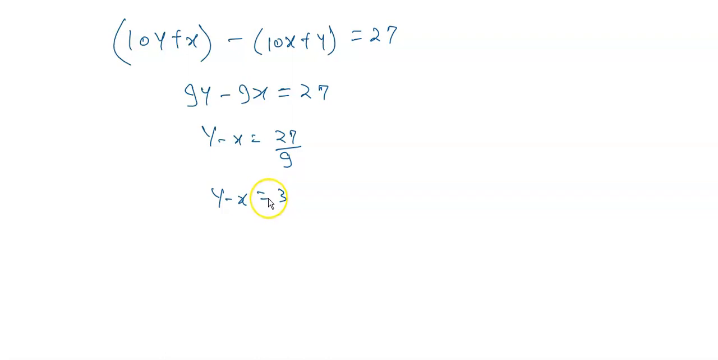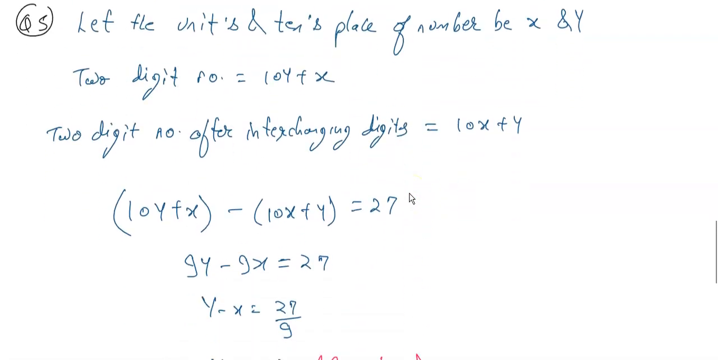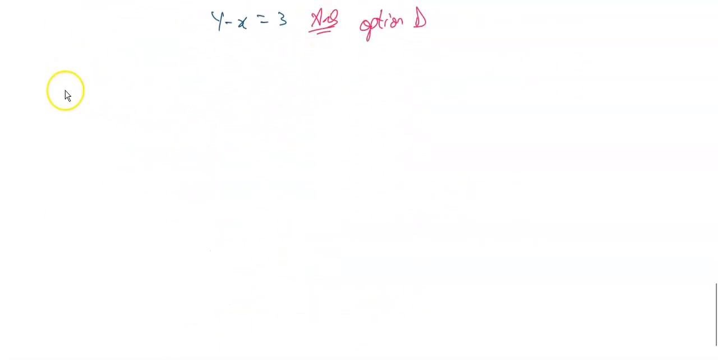We have been asked the difference between the 2 digits of the number, so the difference between the digits has to be 3, right? Whether you say y minus x or x minus y, that should not be a confusion. We have only been asked the difference, and difference we always state as positive. Difference cannot be negative. So option D is the correct answer. Option D.